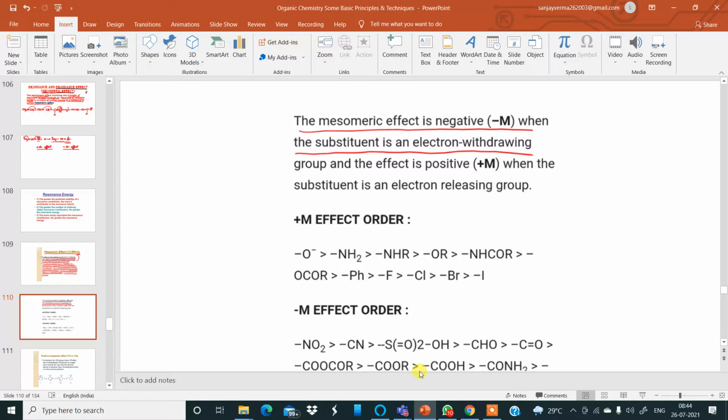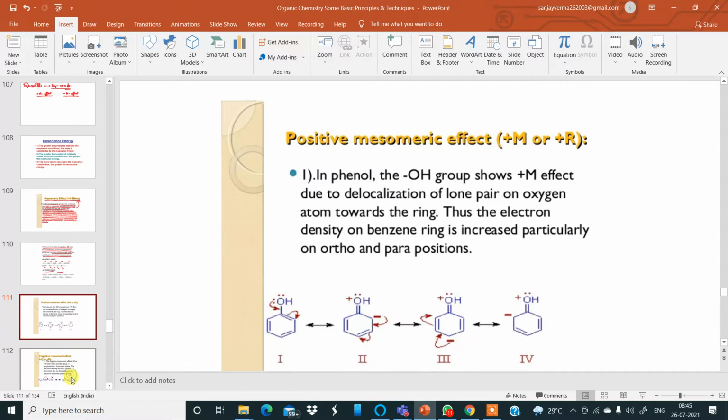Okay. Whereas the effect is positive when the substituent is an electron releasing group, an electron pushing group, electron giving groups. Examples are here. You can see. All these are examples of groups which provide electrons along the chain. They will push electrons towards the carbon chain. So these are the two types of effects under mesomeric effect. Okay. Now let me give examples specifically in the next slide. Have a look very carefully.